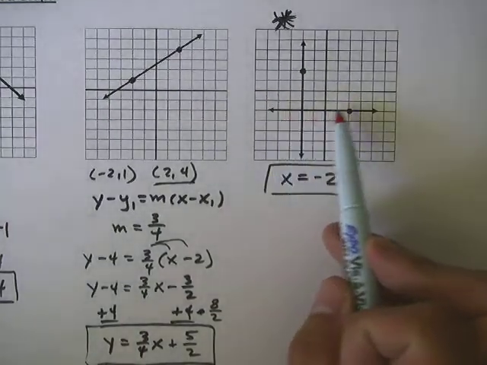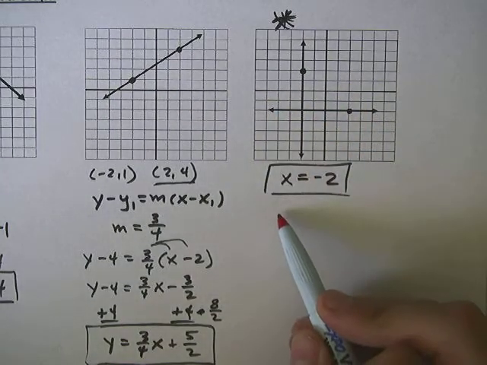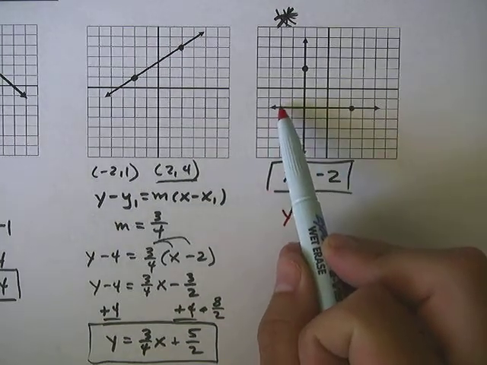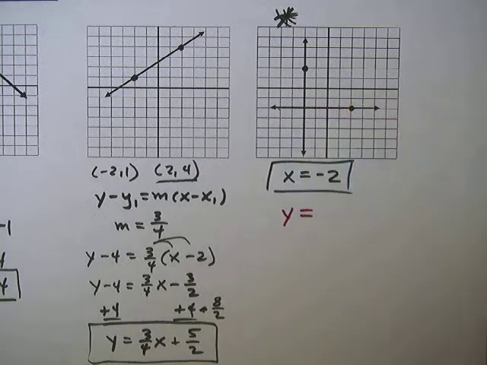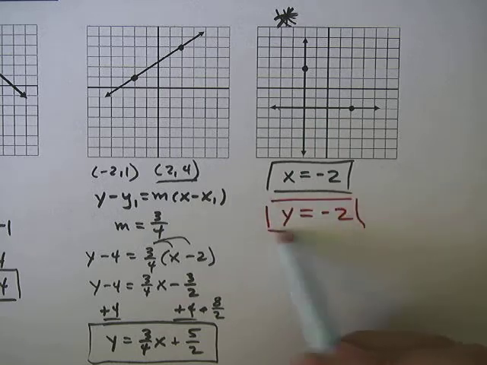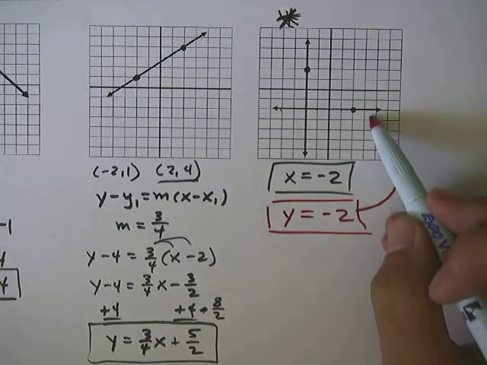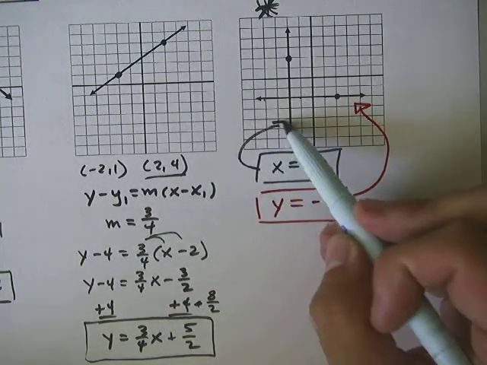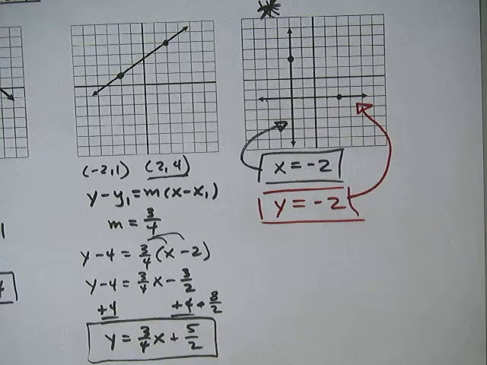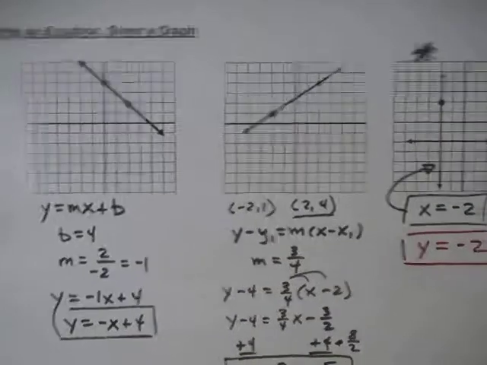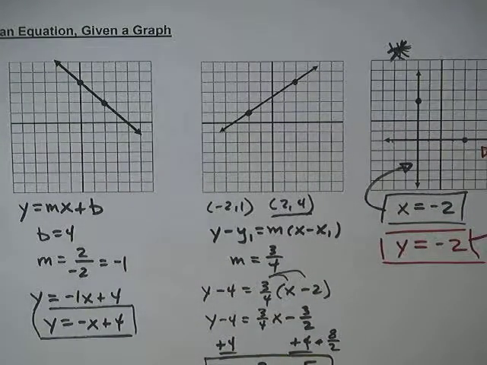Now let's talk about the other one. This is a horizontal line. Remember, on a horizontal line, my slope is 0. And this is another one that's kind of a special case. This is going to be y equals something. Well, what's the y-coordinate of every single point on this line? Well, the y-coordinate is negative 2. So this one's going to say y equals negative 2. So there's the equation of that one. And then here's the equation of this one. And there you go. There's about every different scenario that you're going to come across to write the equation given a graph.